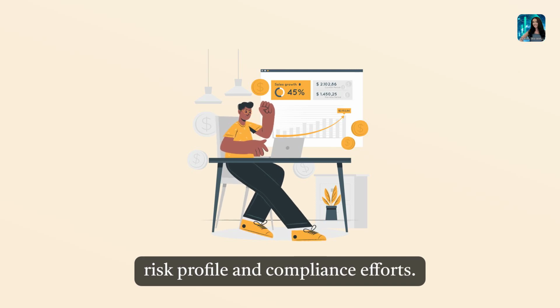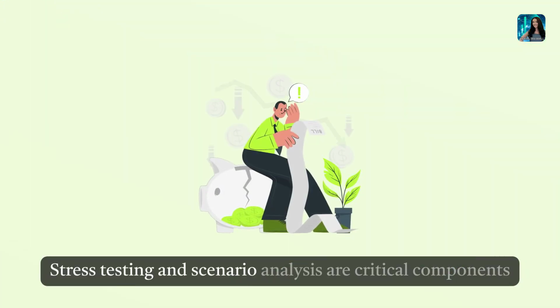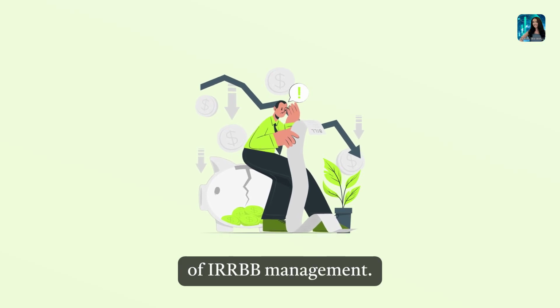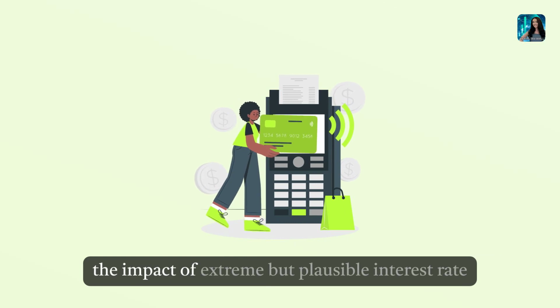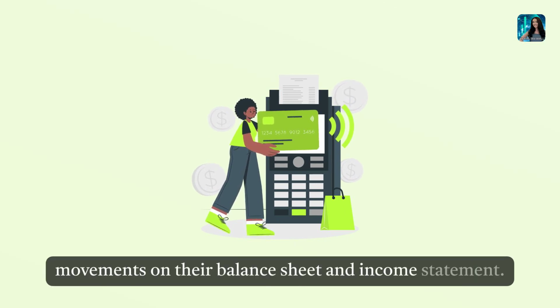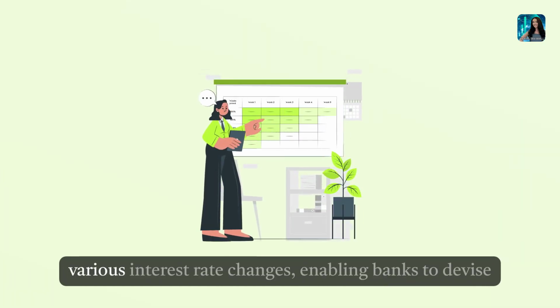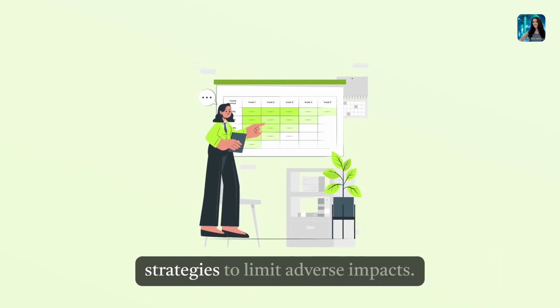Strategy 3. Stress testing and scenario analysis. Stress testing and scenario analysis are critical components of IRRBB management. Banks should regularly conduct stress tests to evaluate the impact of extreme but plausible interest rate movements on their balance sheet and income statement. Scenario analysis helps in understanding the effects of various interest rate changes, enabling banks to devise strategies to limit adverse impacts.